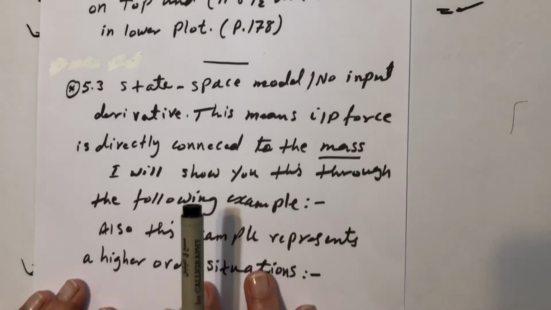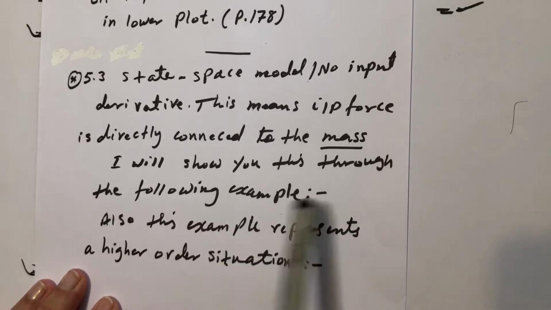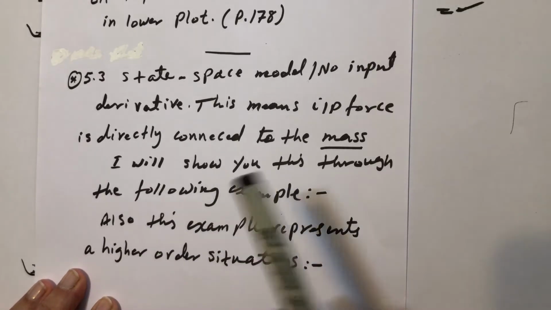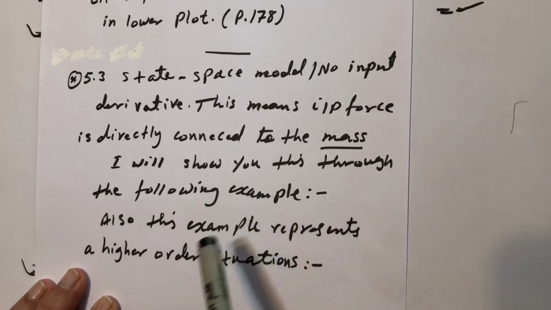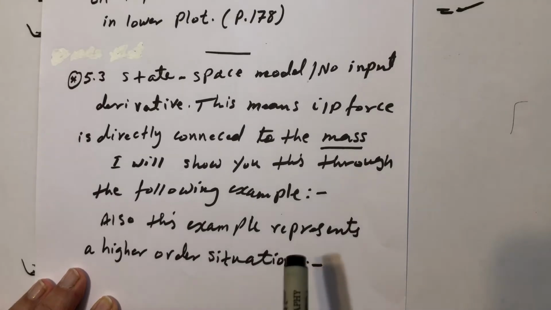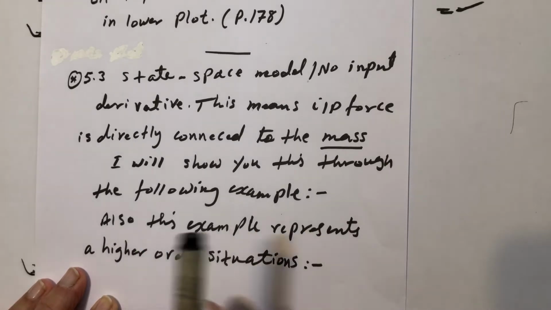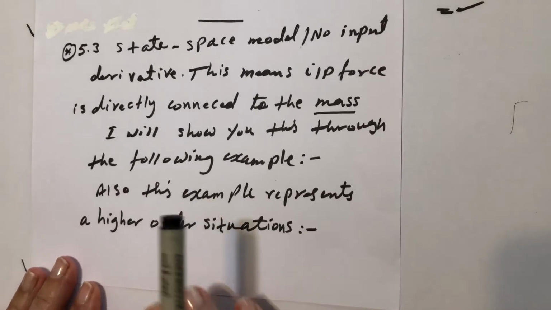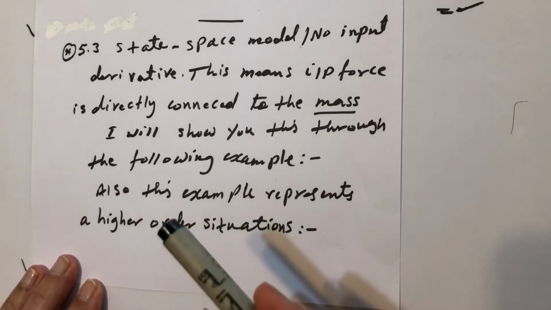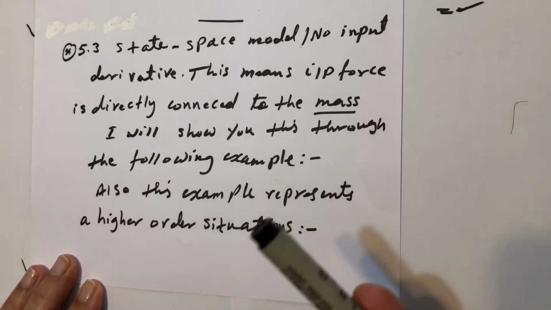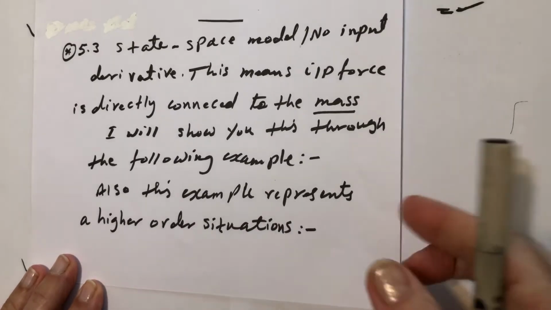Now I will show you the case where we have a force going through another element, not the mass, especially a damper. I will show you this idea through an example. This example will also represent a higher order system, so we can have an A matrix bigger than 2 by 2, like 4 by 4 or more.